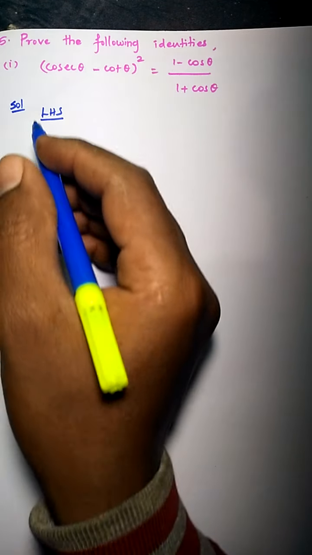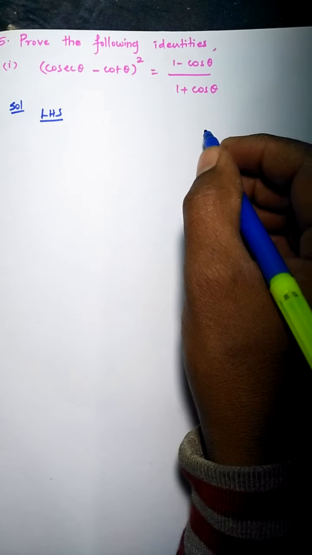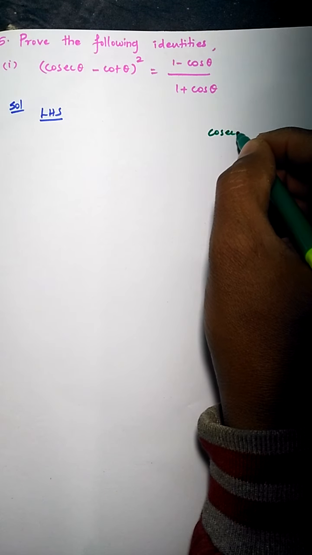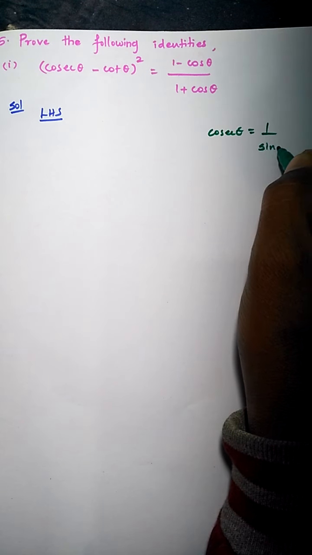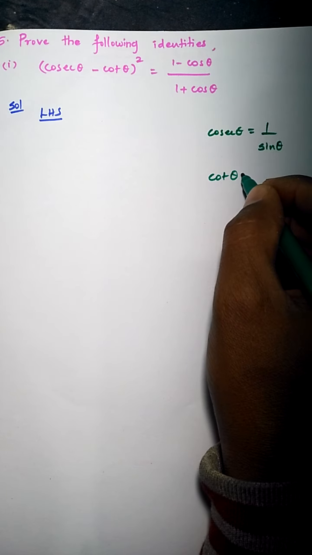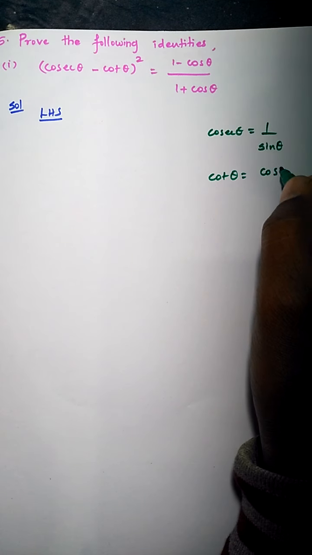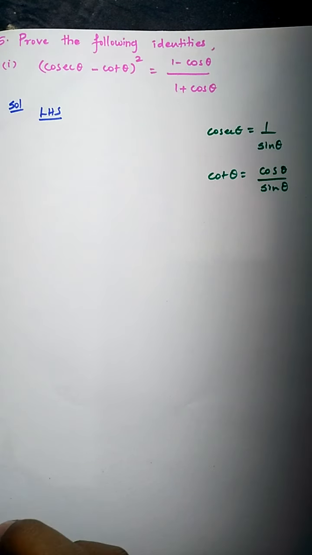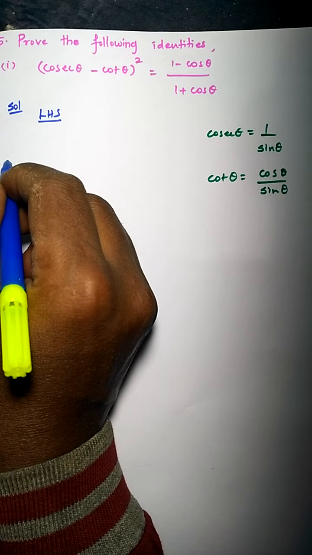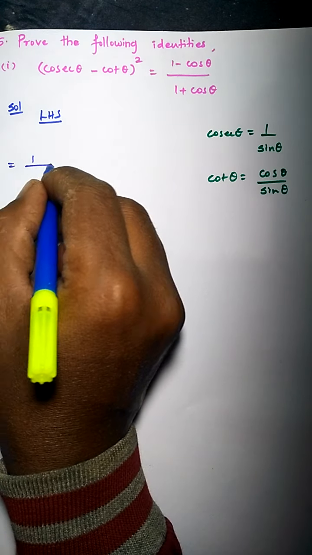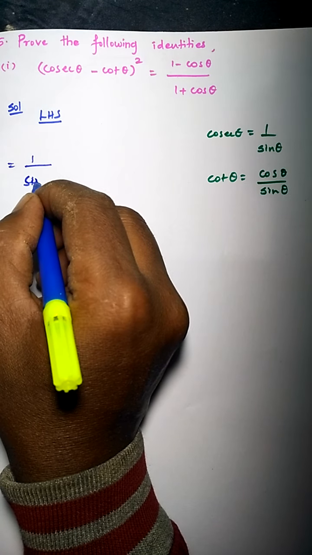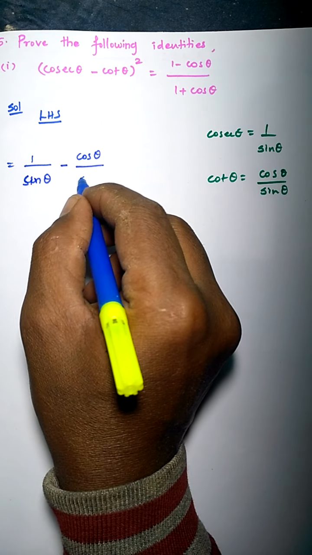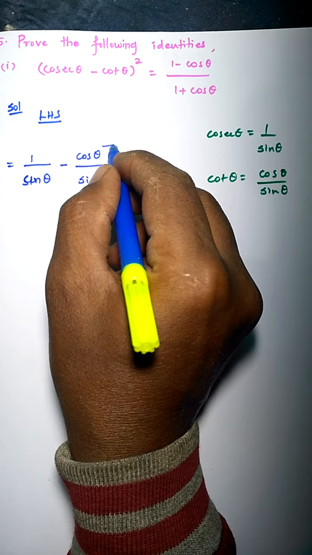Here we have the formulas for cosecant theta and cot theta. Let's apply those formulas. I'll write them here. Cosecant theta reciprocal formula is 1 by sin theta, and cot theta formula is cos theta by sin theta. So these two formulas we are going to apply to the LHS side. Cosecant theta we can write as 1 by sin theta, minus cot theta, which is cos theta by sin theta, whole square.